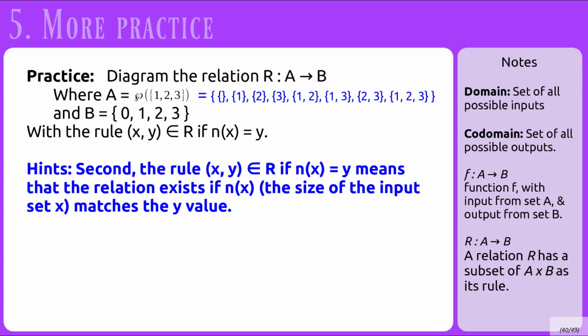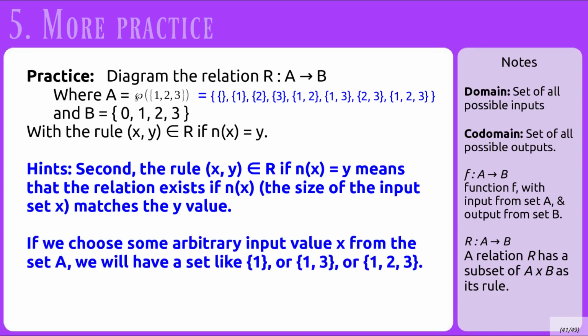We're going to compare this size to a value in the set B, the codomain, which will be either 0, 1, 2, or 3. So essentially, if the size of the input set matches the value from B, then the relationship exists, and you draw an arrow between it.